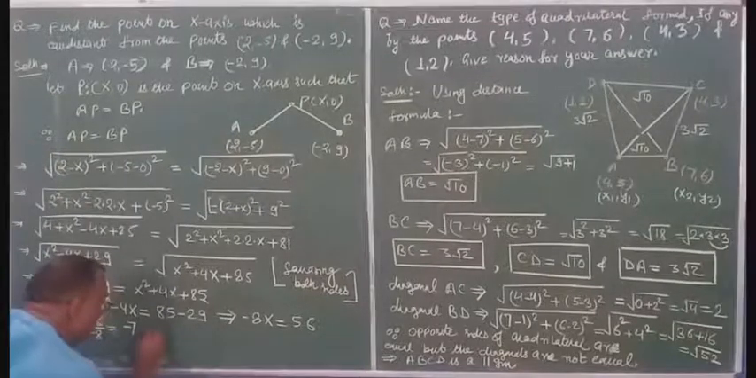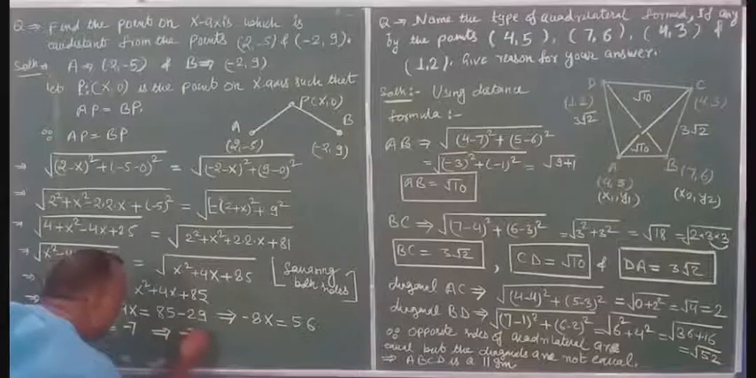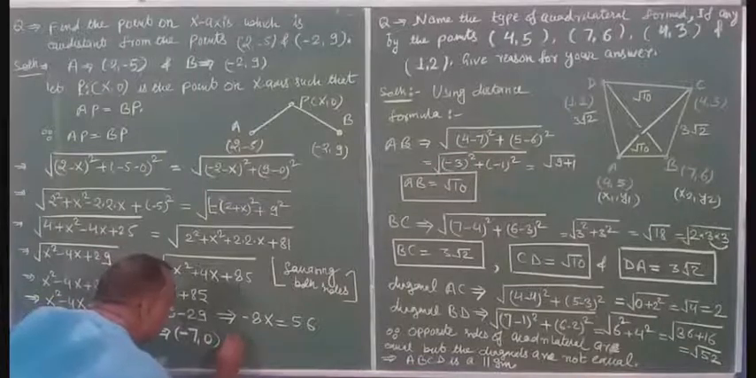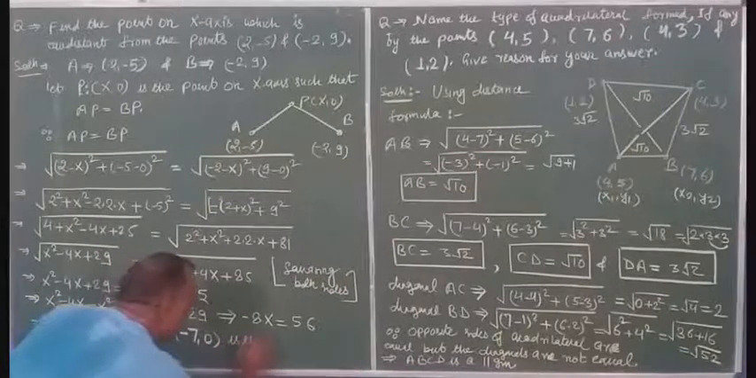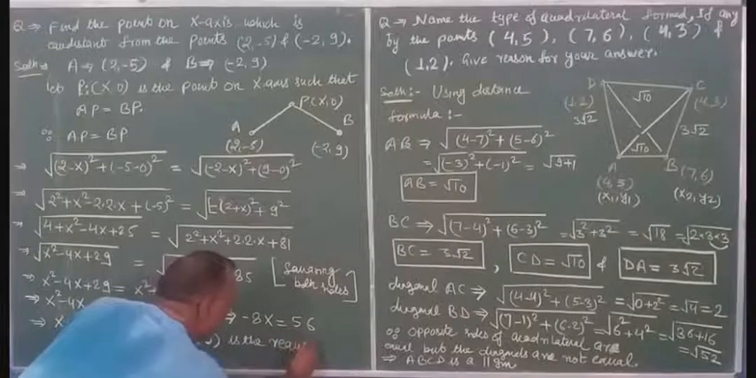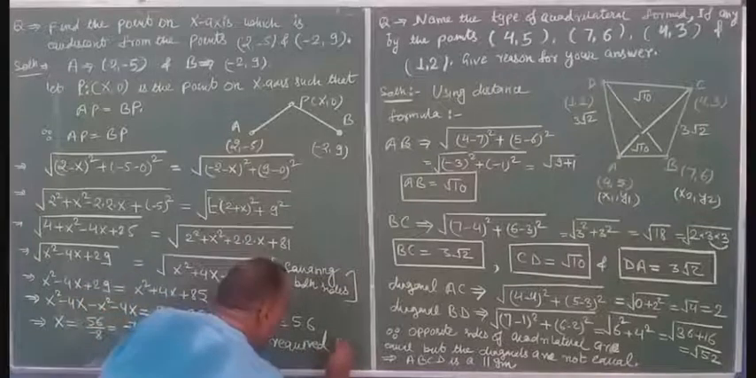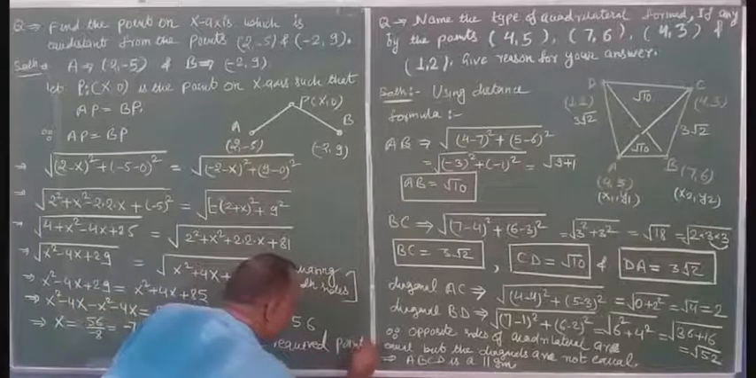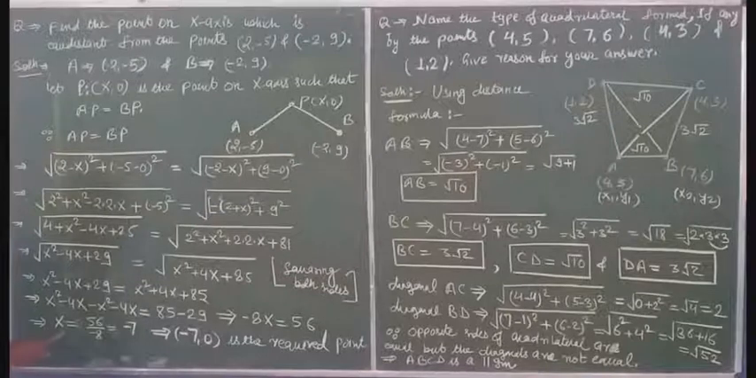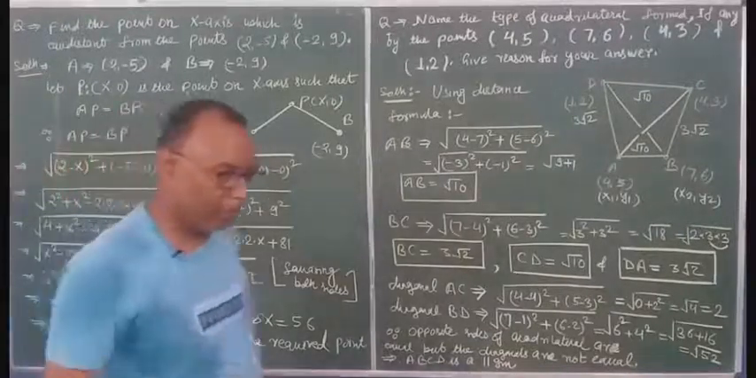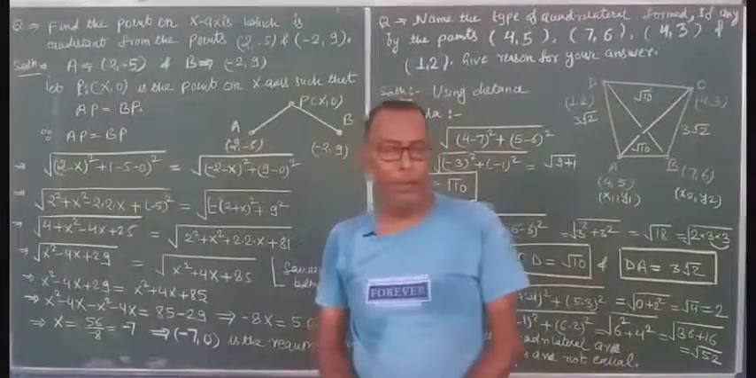It means (-7, 0) is the required point. Is it okay? The value of x is minus 7, and the point is (x, 0), which means (-7, 0). So (-7, 0) is the required point.